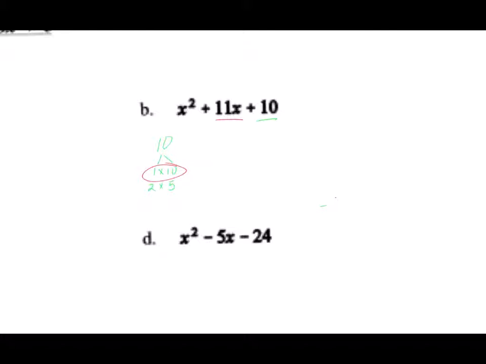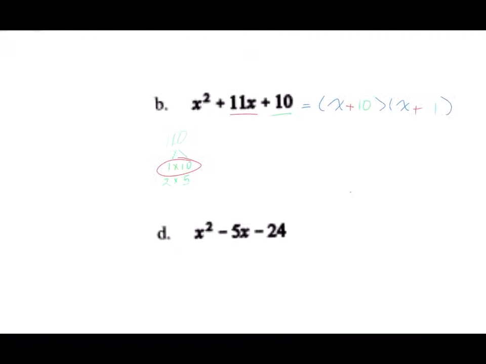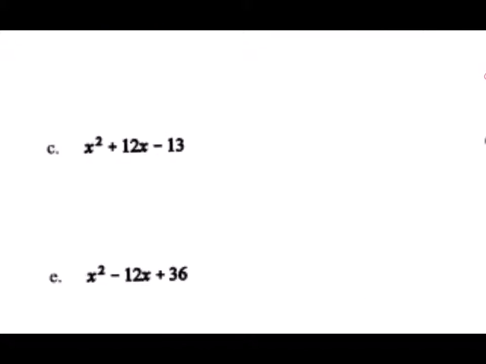So let's go and write our brackets. So we're going to have x bracket, x bracket. And we're going to put a 10 and a 1 in both of them. And then, because it's adding up to 11, both of those numbers must be pluses. Alright, let's move on to the next one.